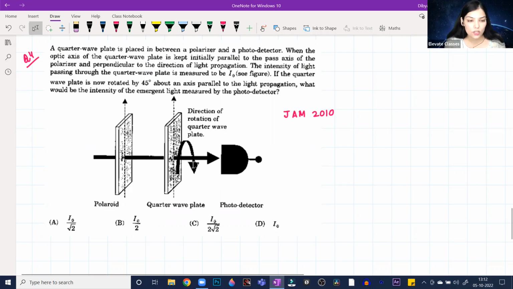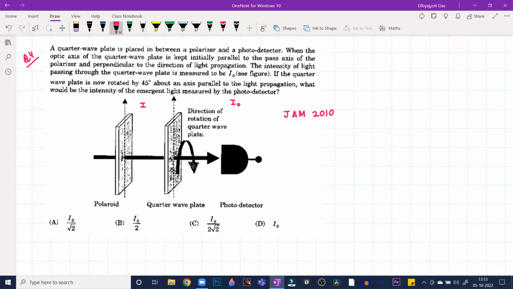In this question it doesn't matter what the input is because I have a polarizer. So if the input is unpolarized or polarized, you can assume there is some intensity I here, but after passing through the quarter wave plate, this is I naught. Ma'am, check it. Yes, just a second.